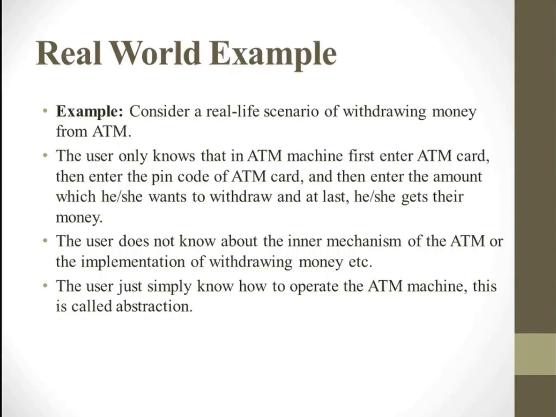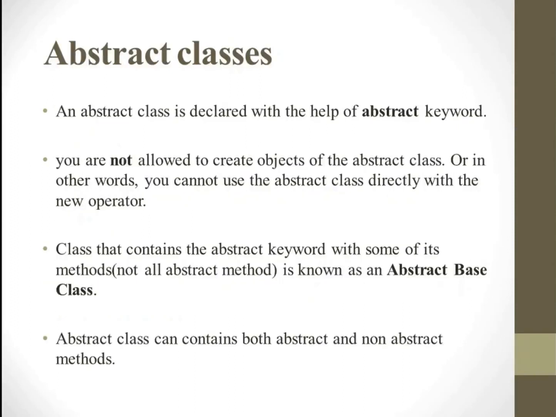After the example, let's see what an abstract class is. An abstract class is declared with the help of the abstract keyword. Abstract is a keyword, and you are not allowed to create objects. It means the object of an abstract class is not possible. In other words, you cannot use the abstract class directly with the new operator. Simply, it means that an abstract class has no objects.